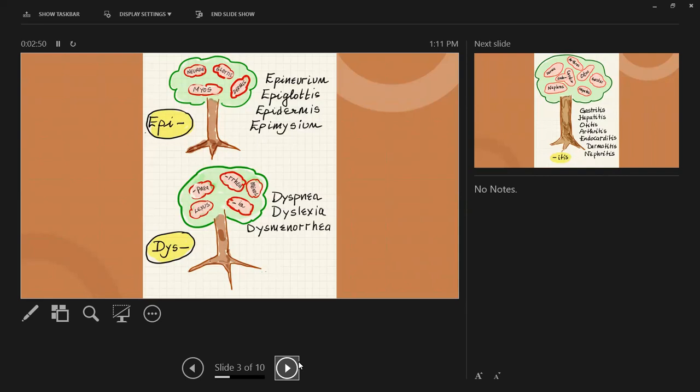Dyspnea is painful or difficult breathing. Dyslexia is difficulty reading words. Dysmenorrhea is painful monthly period or painful monthly flow or painful menstruation.